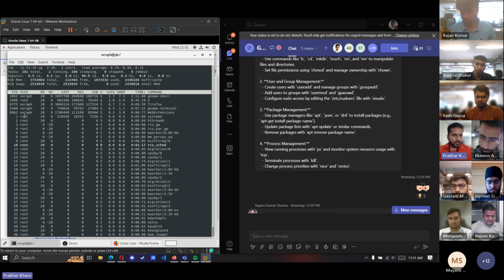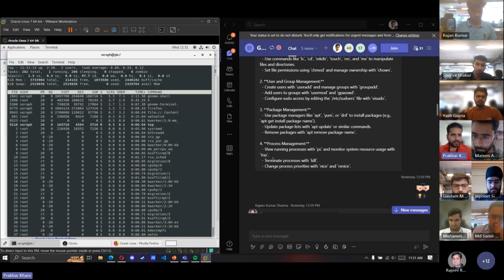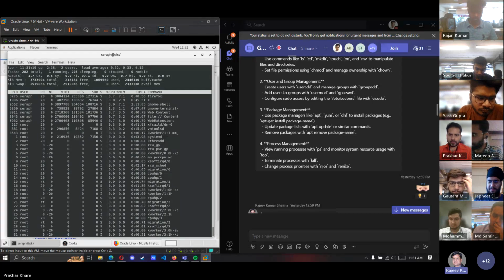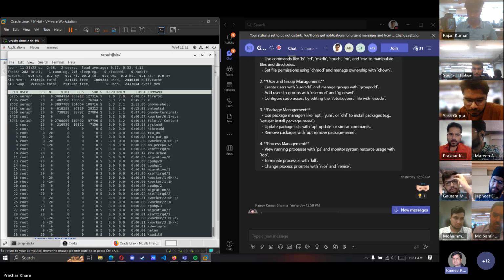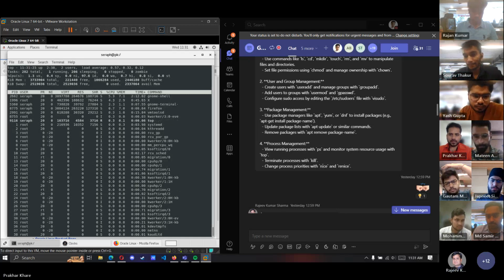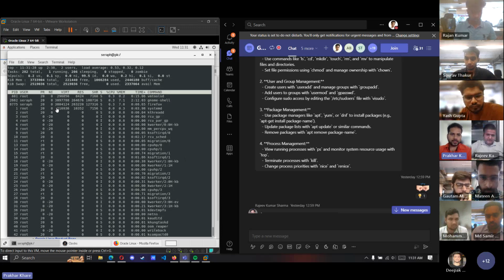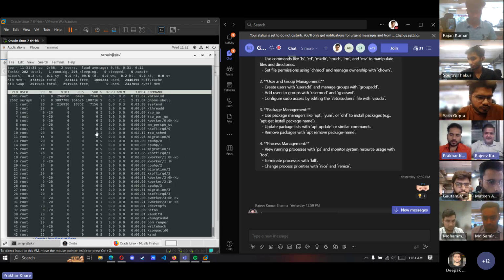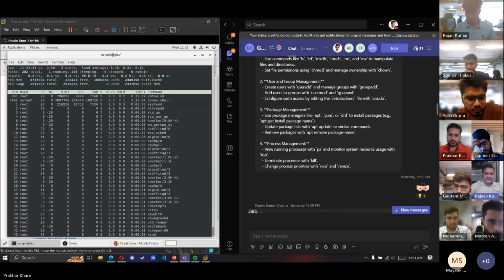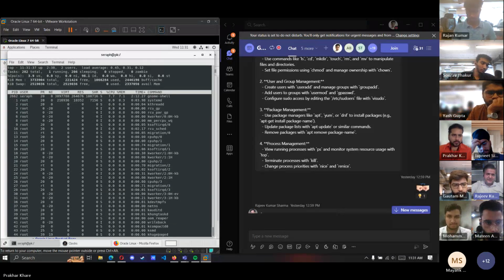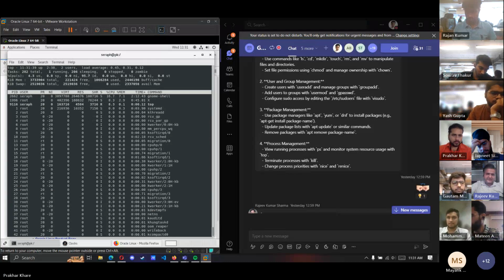And to kill any process, I guess kill and then the PID of that particular process. Yes, PID is the process identifier, a unique identifier for each process. And nice and renice change priorities. They work at the kernel level and change the priority of the processes.